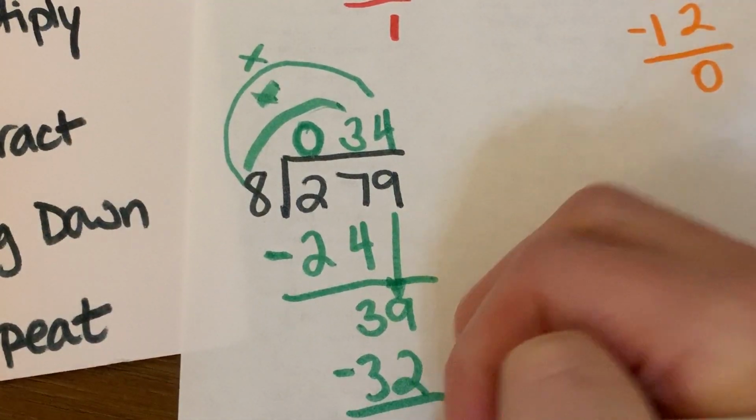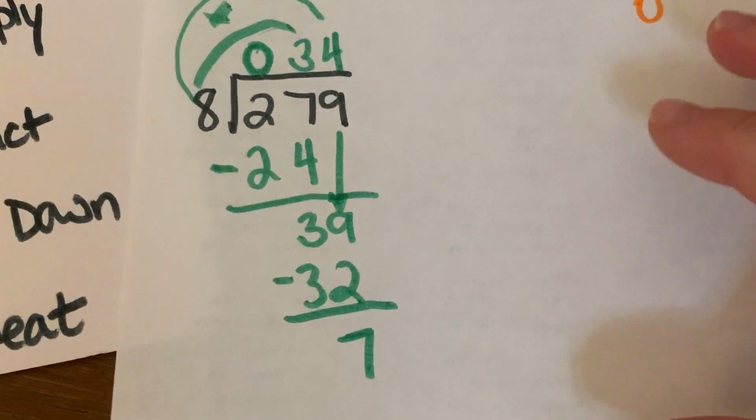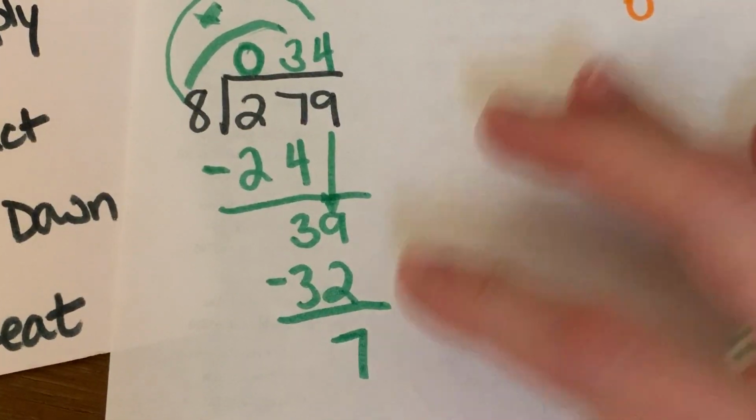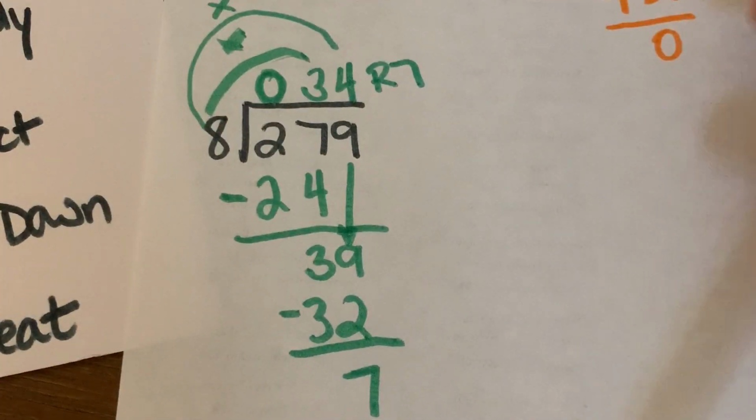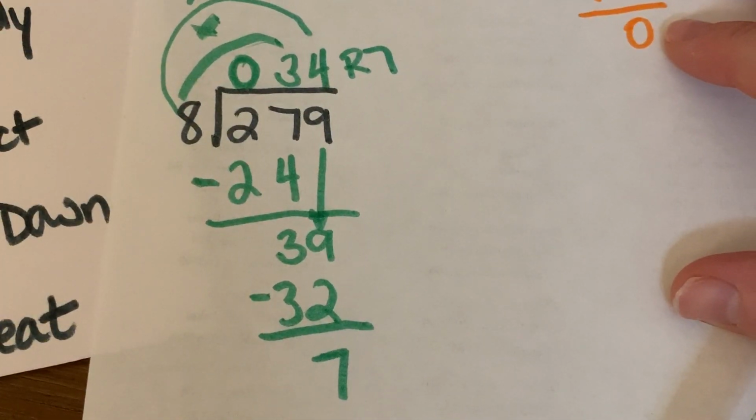9 take away 2 is 7. So I have a remainder of 7. Because there's nothing more to bring down and nothing to repeat. All right, so 34 remainder 7.